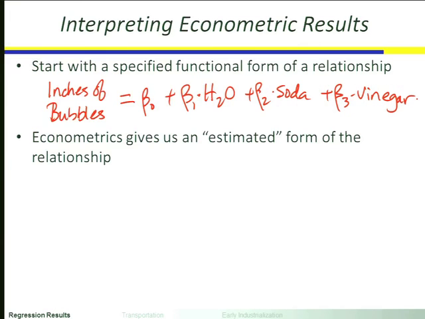Then what we can do is we can take that data and we can drop it into the computer. How? Don't worry about it. Drop it into the computer, and we can tell the computer, old buddy, old pal, we want you to take this data, and we want you to estimate this equation here that tells us how the inches of bubbles are related to the quantities of water and soda and vinegar. And we type regress: regress bubbles water soda vinegar. We hit enter. Voila, it spits out results.